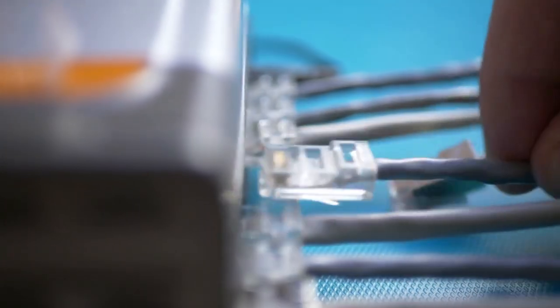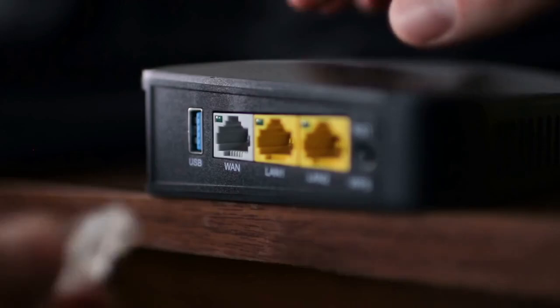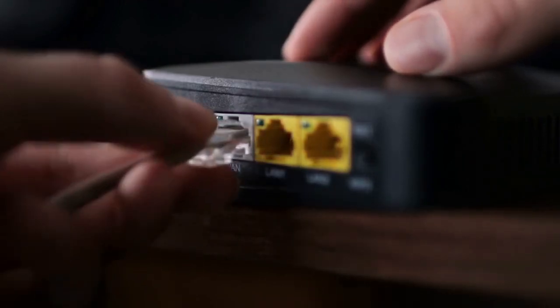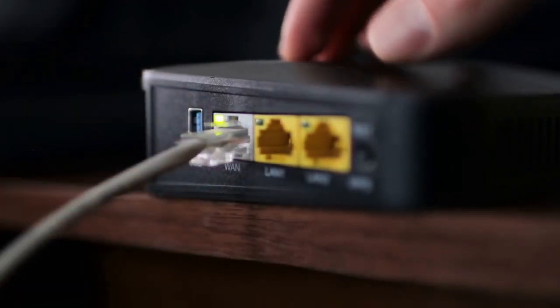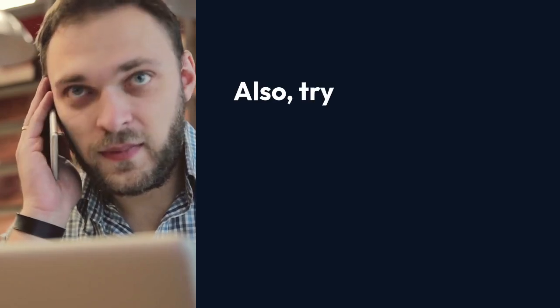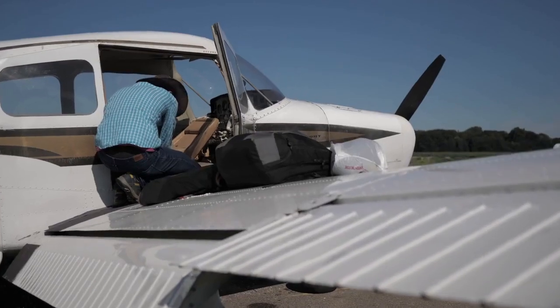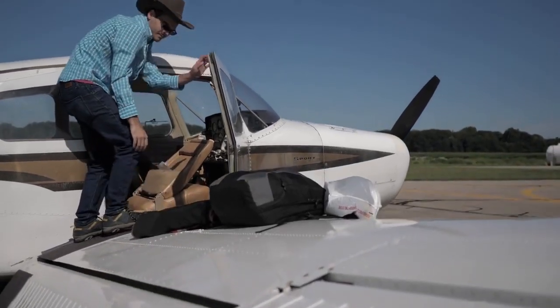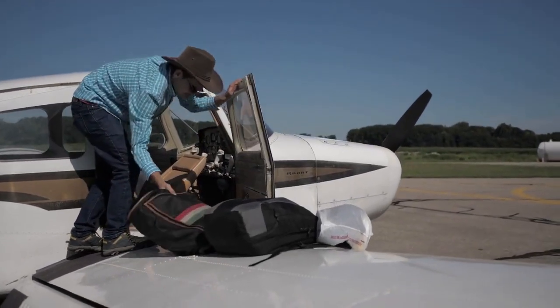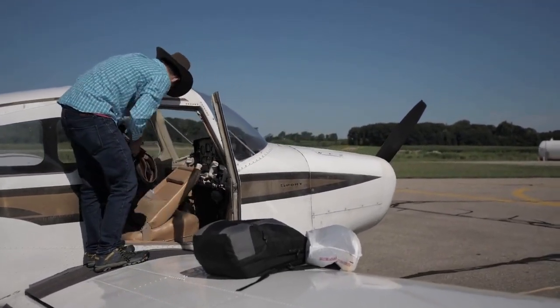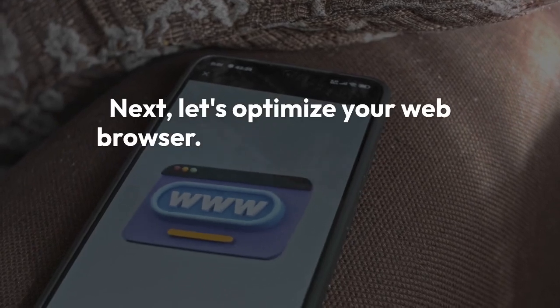For the best results, we highly recommend using a wired Ethernet connection. Plugging your computer directly into your router provides a much more stable and faster connection than wireless. Also, try to limit other internet activity in your household while you're editing. Ask family members to pause any large downloads or 4K video streaming, as this can take up a lot of your bandwidth. Next, let's optimize your web browser.